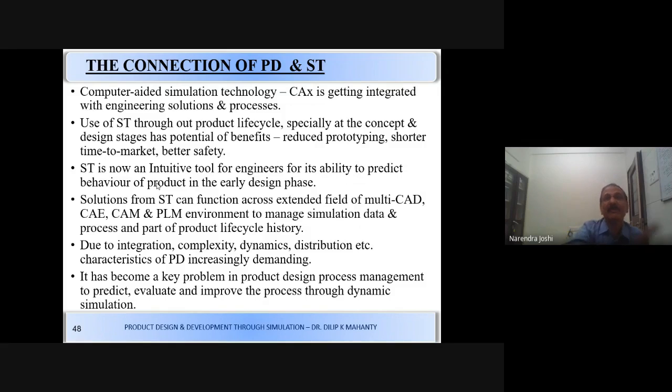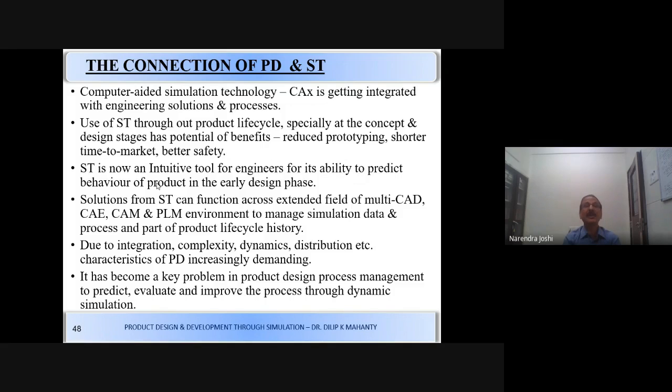Connection between product development and simulation technology: these couple of slides I'm going to talk about. Think a little more about this. Computer simulation technology, CAX, is getting integrated with the engineering solution process. CAX is computer engineering, computer design, drafting, computer modeling, manufacturing, computer simulations.